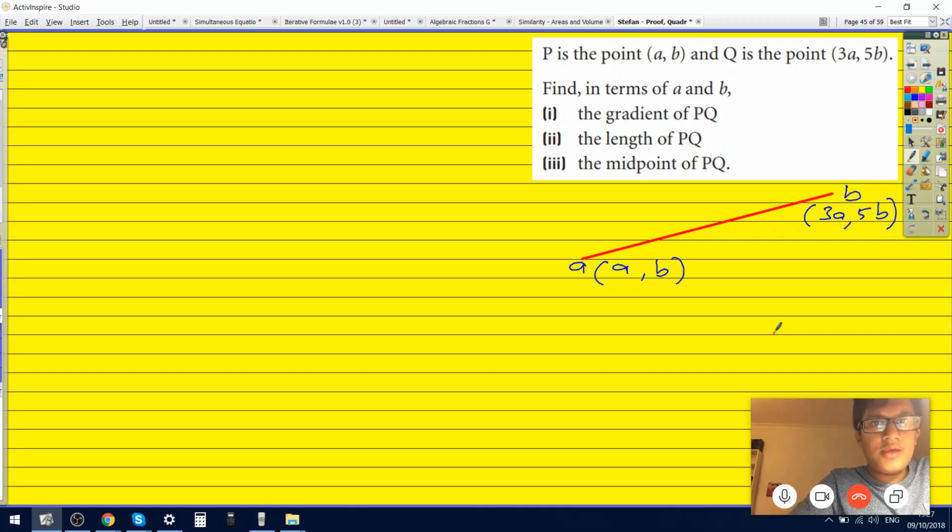Gradient of PQ. So you can say the change in y over the change in x is 5B minus B over 3A minus A. That's 4B over 2A, which is 2B over A.